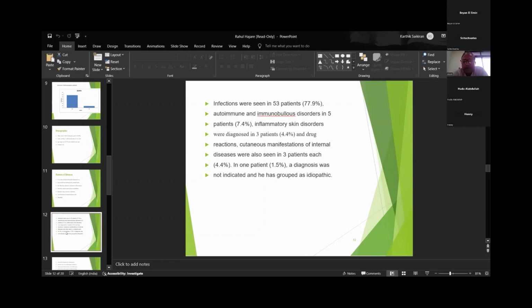In one patient, 1.5%, the diagnosis was not indicated, and no disease was found that could be grouped, so it is an idiopathic condition. Next slide.